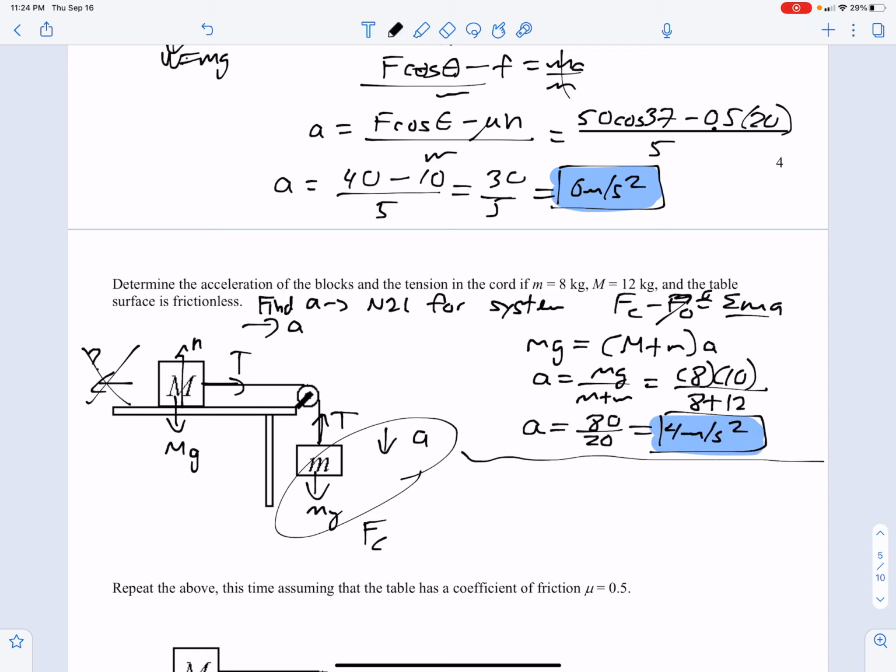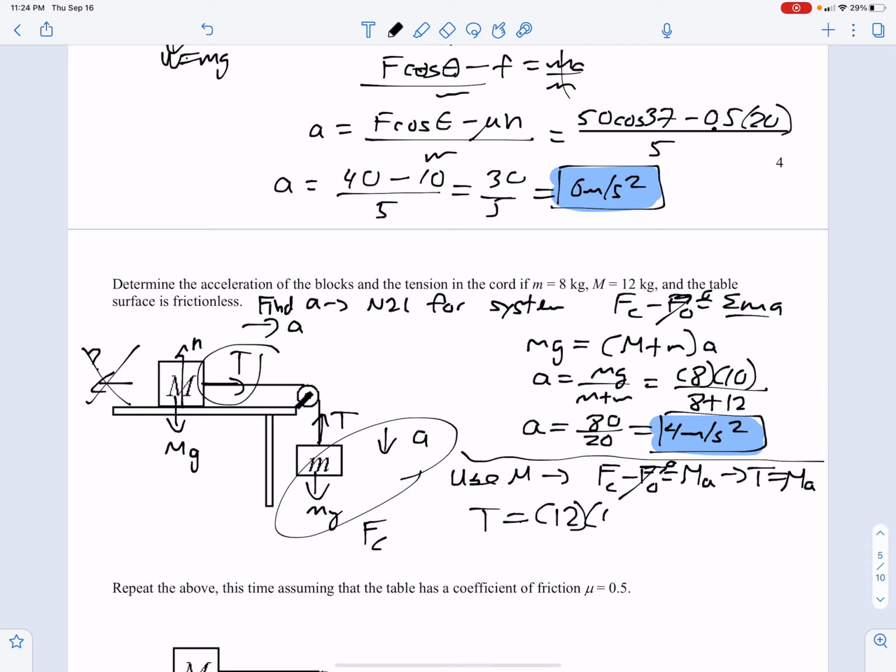Now, to find tension, you have to basically choose a mass. So I'll go ahead and use big M. Big M is accelerating to the right. So if we use our Newton's second law, causing force minus opposing force equals big MA, we have no opposing force. And this would be tension equals big MA. Or tension equals 12, which is big M, times A, which is going to result in 48 newtons of tension.